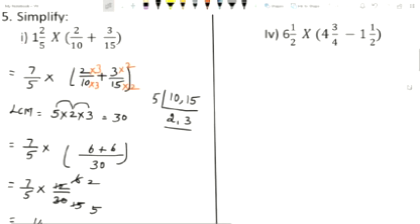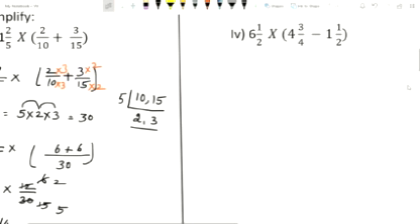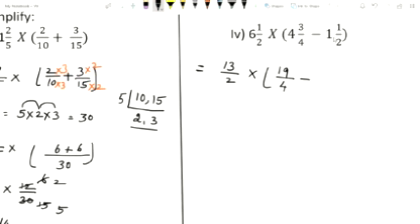6 into 1 by 2 into 4 into 3 by 4 minus 1 into 1 by 2. First you will convert into improper fractions. 2 6s are 12, 12 plus 1 is 13, so 13 by 2. Into 4 4s are 16, 16 plus 3 is 19 by 4. Minus 2 1s are 2, 2 plus 1 is 3, so 3 by 2.